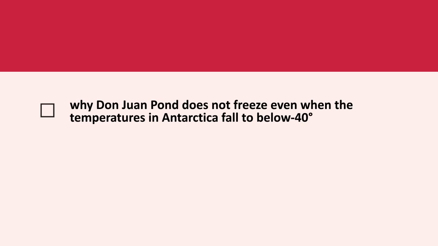Or the third question that can be asked, as to why Don Juan Pond in Antarctica does not freeze even when the temperatures in Antarctica fall to below minus 40 degrees centigrade. Now, Don Juan Pond is the saltiest body of water in the world. It is only about 2 to 6 inches deep, and even at minus 40 degrees centigrade it doesn't freeze. And this is a real applied nature.